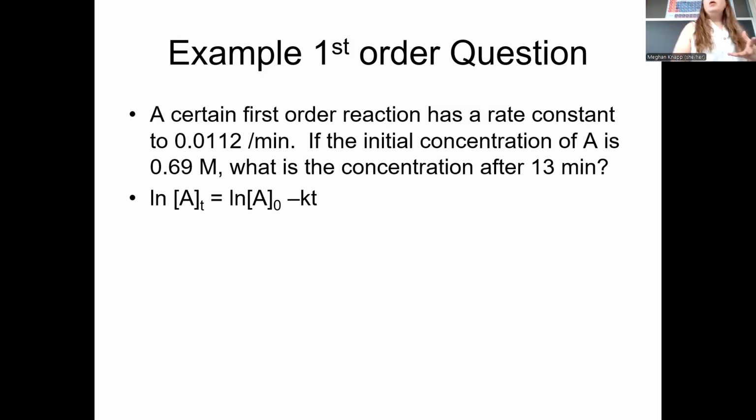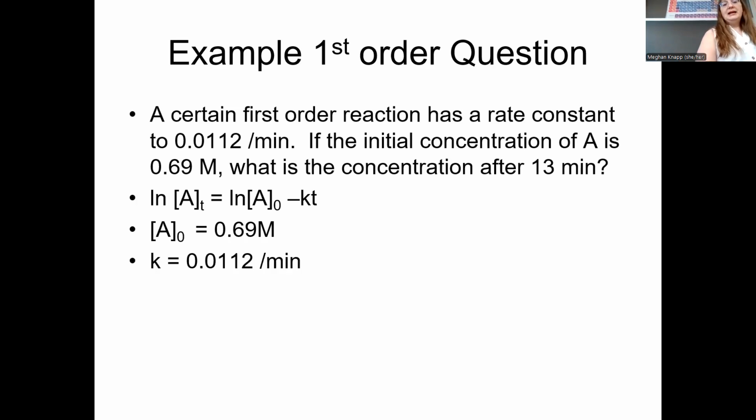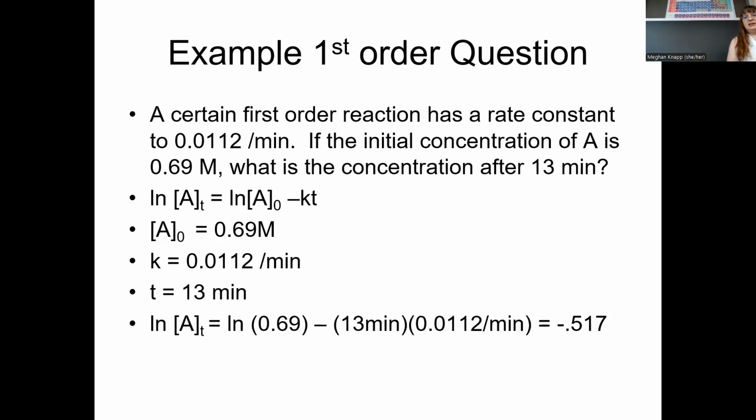Right? So now I'm using my integrated rate law with the A's on separate sides. The reason is because I'm looking for one of those A's. So I want to keep this separate so it's by itself. Because in algebra, we always want to get things by themselves in order to solve for them. All right, so plugging in our variables, initial concentration 0.69, K is 0.0112. Our time is 13 minutes. And so it's going to look something like this.